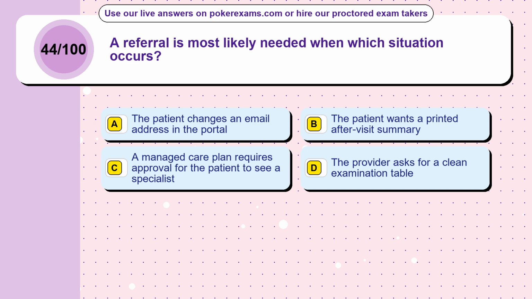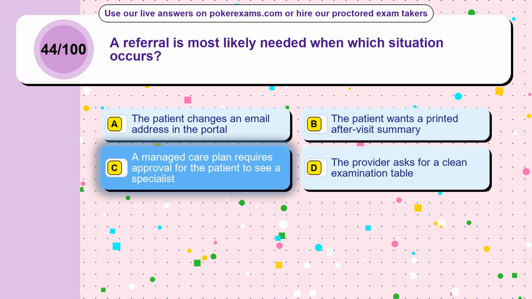Question 44. A referral is most likely needed when which situation occurs? Option A. The patient changes an email address in the portal. Option B. The patient wants a printed after-visit summary. Option C. A managed care plan requires approval for the patient to see a specialist. Option D. The provider asks for a clean examination table.